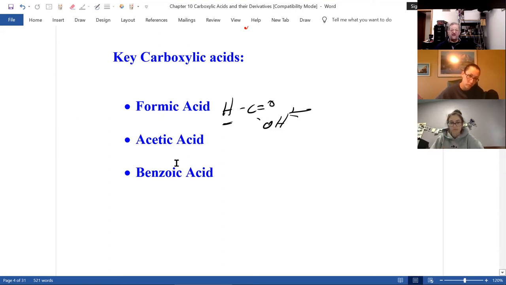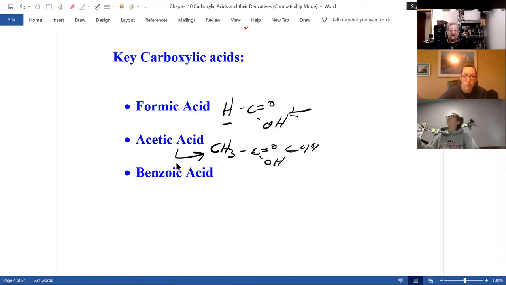When R in a carboxylic acid is methyl, this is acetic acid, and nobody ever calls this ethanoic acid. And you take about 4% of that, plus about 96% water, and you get vinegar.